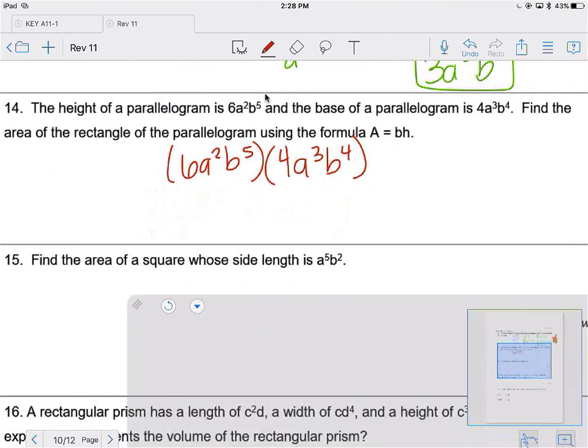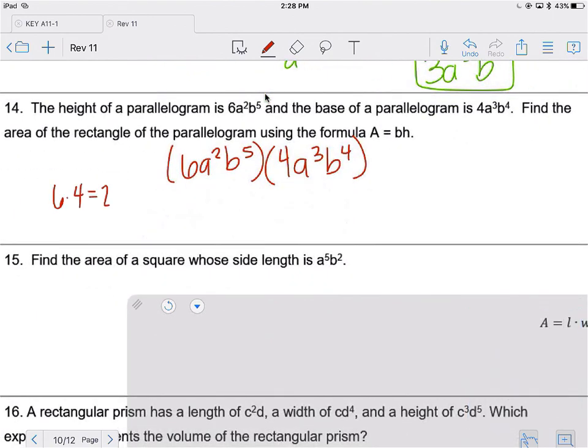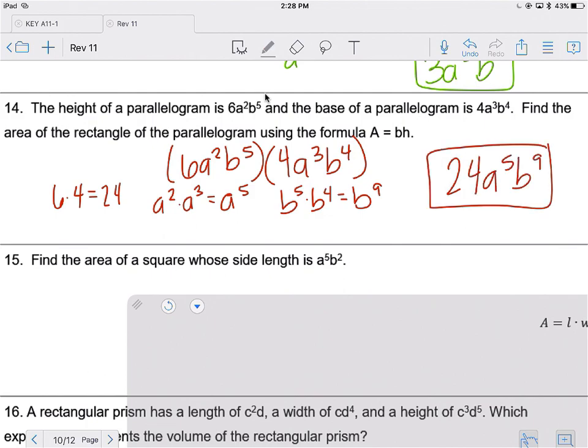When we multiply, we treat big numbers like normal. 6 times 4 is 24. With our a's, a squared times a cubed, we add 5. And then b5 times b4, we add to get 9. So I have 24, a5, b9.